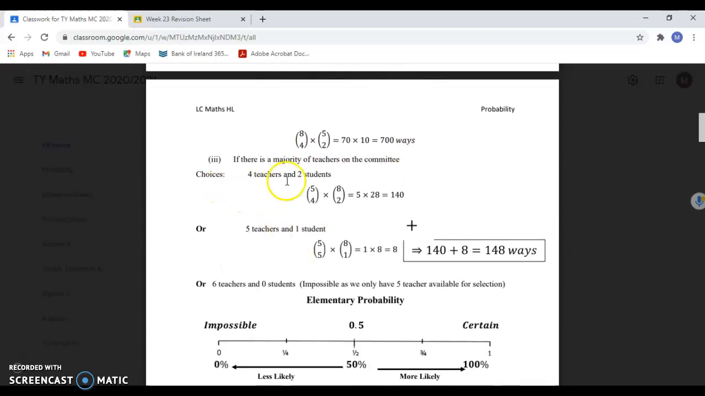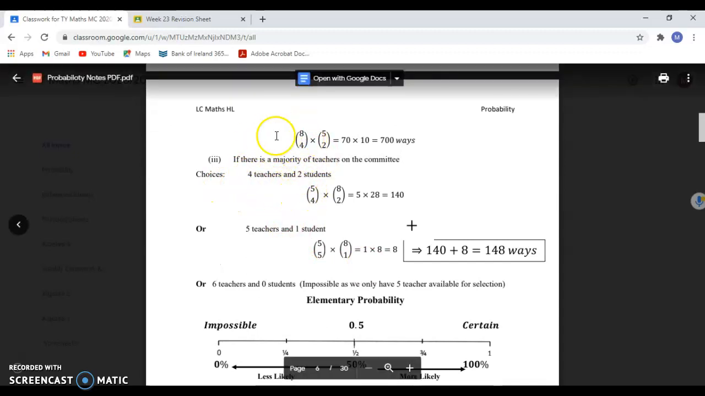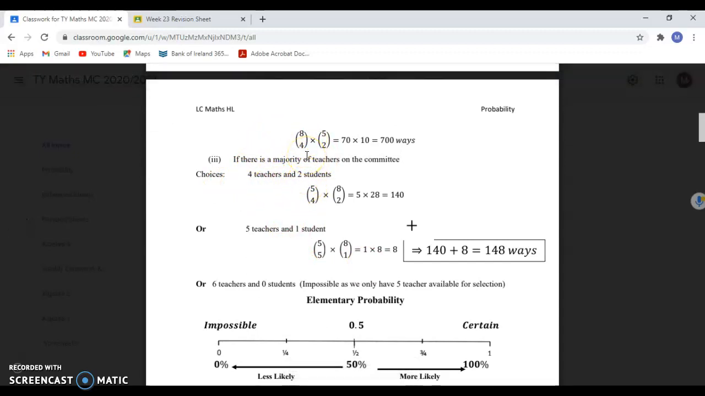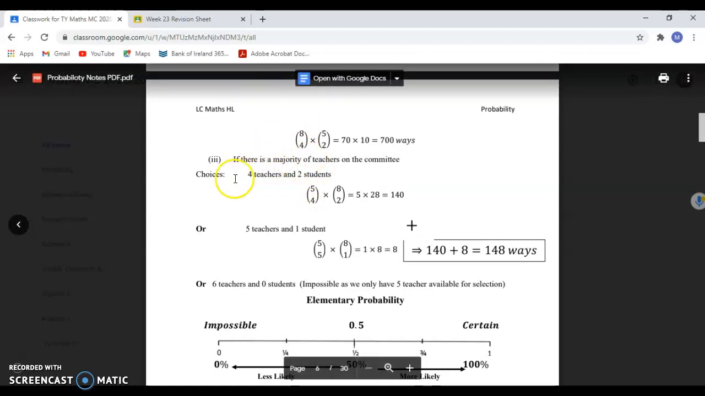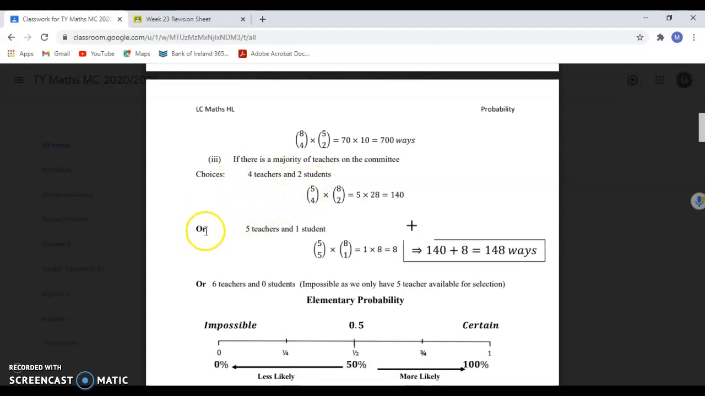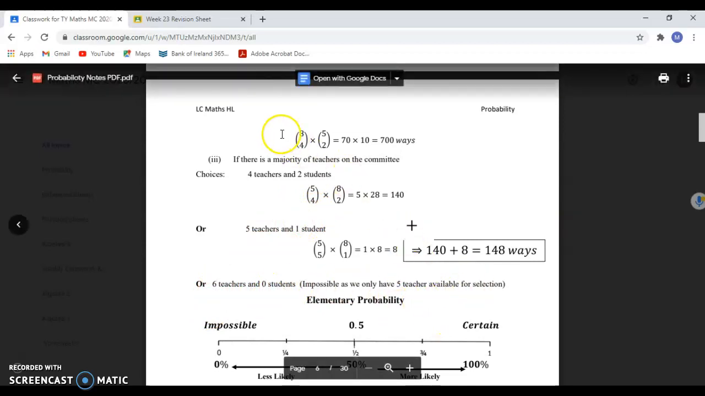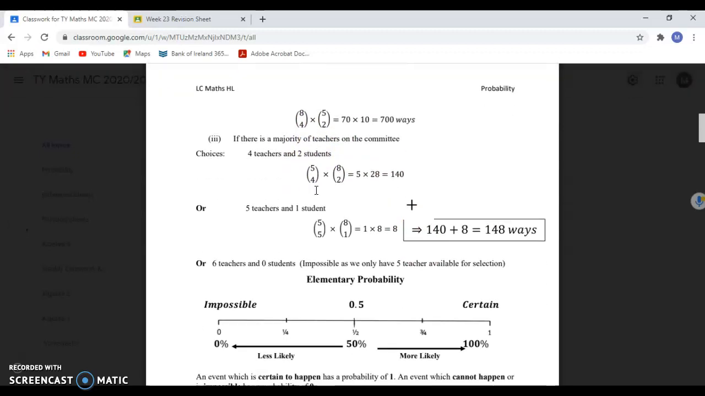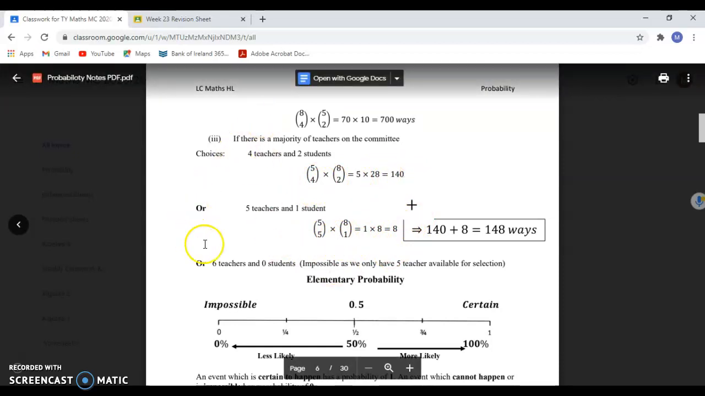If there is a majority of teachers, and there's 6 people, I can't do 3 and 3 because that's half and half. That's not a majority. So I have to do 4 and 2, or, remember, or means add, 5 and 1, or 6 and 0. I can't do 6 and 0 because I only have 5 teachers available. So my ways to do it: from 5 choose 4 and from 8 choose 2. Your 5 and your 8 stay the same, but I'm choosing 4 and 2 or 5 and 1 because there's 6 here and there's 6 here. And then you add together the 2 of them. So and means multiply, or means add.